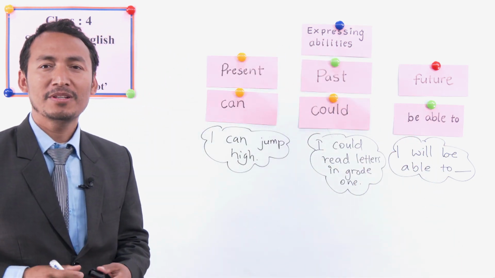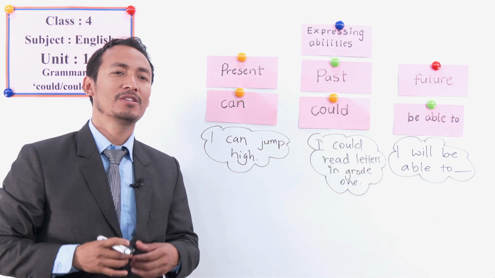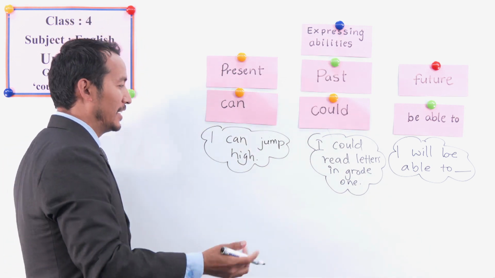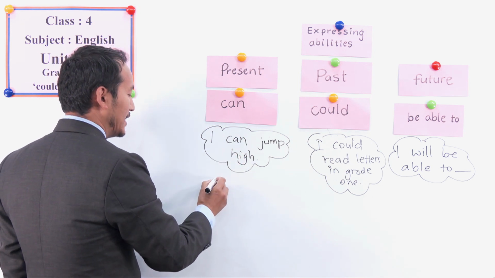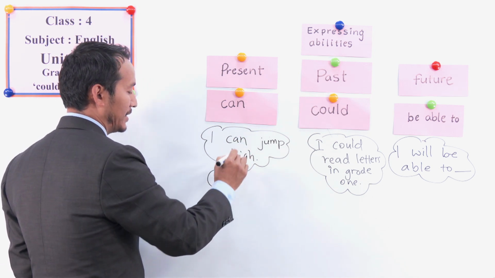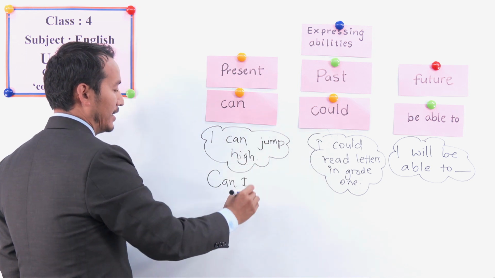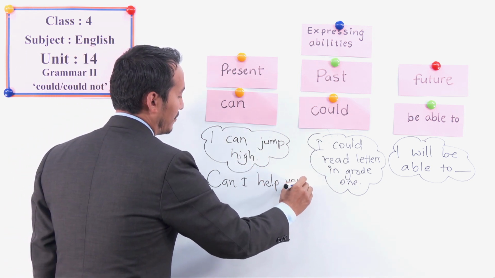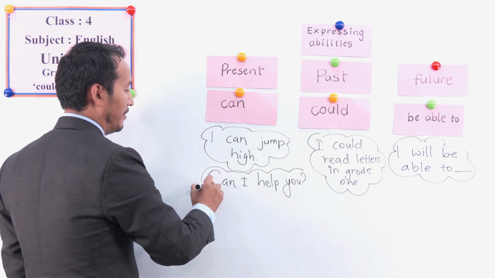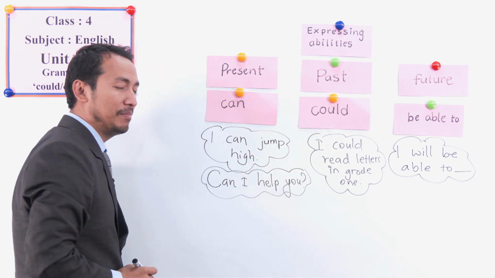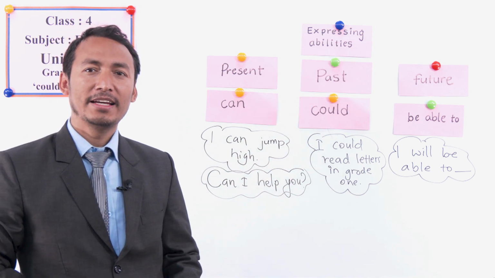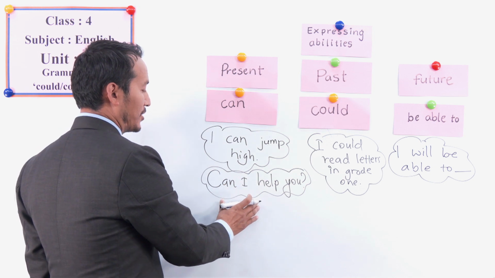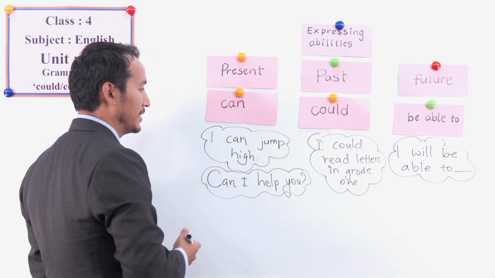Now sometimes you may ask someone's ability. So how do you ask? Once again, can you tell me? Yes, you can use can at the beginning, and then you can make a question for asking someone's abilities, like can I help you? Okay, can I get you some water? So likewise you can express or ask someone's ability.